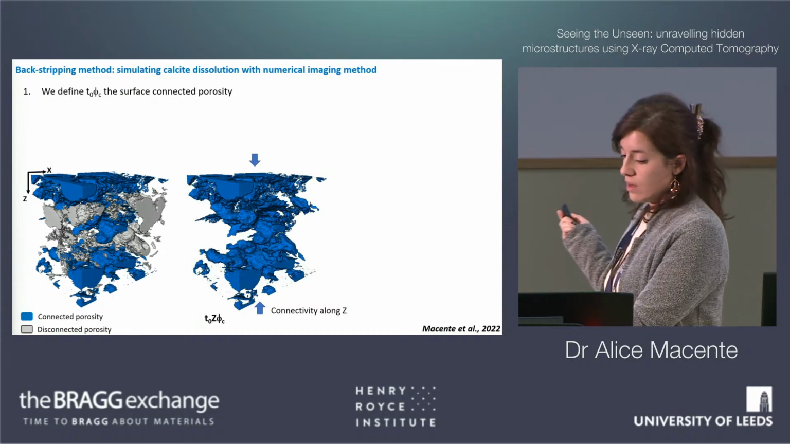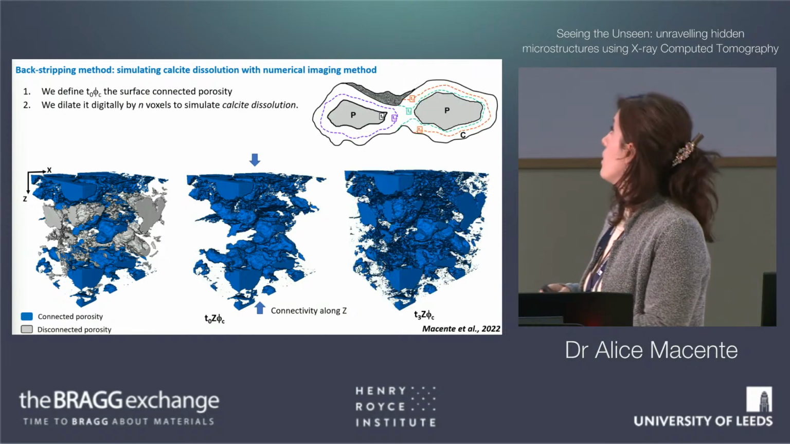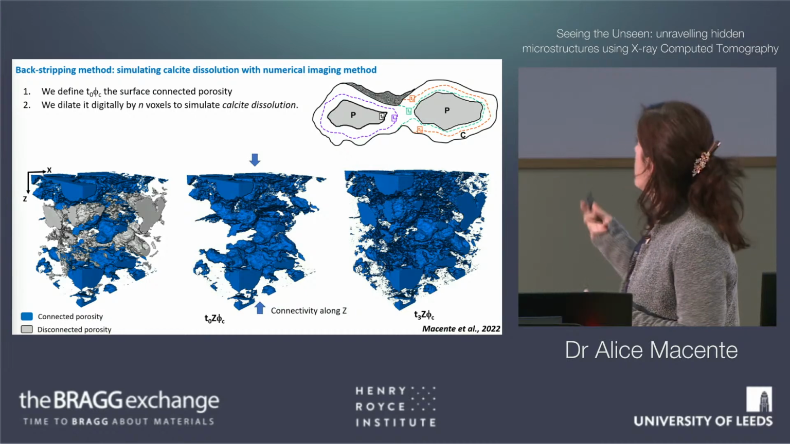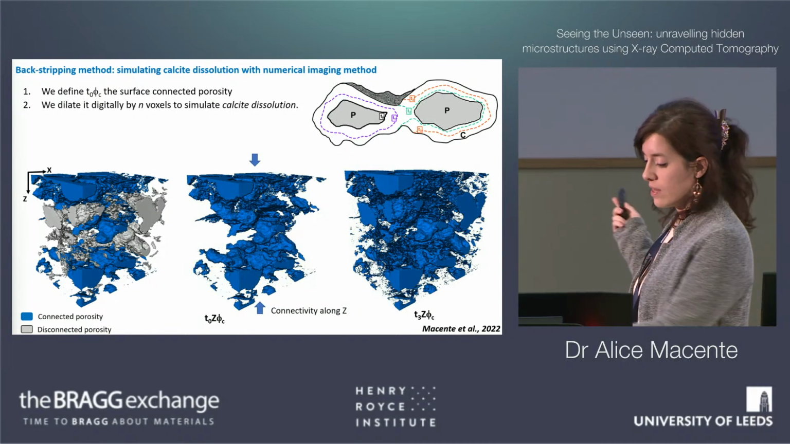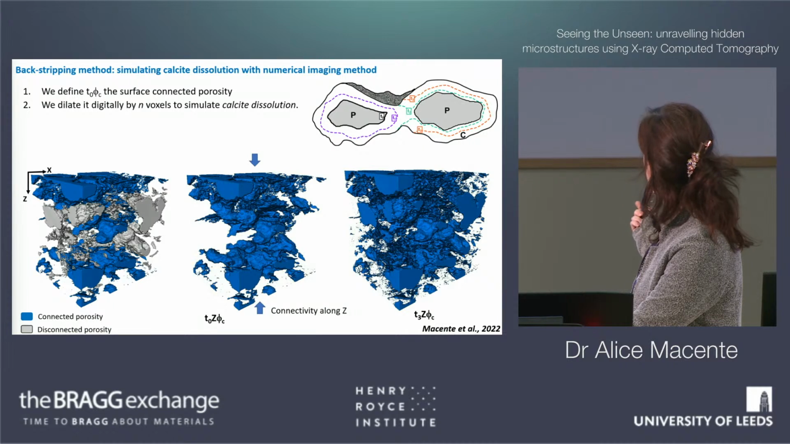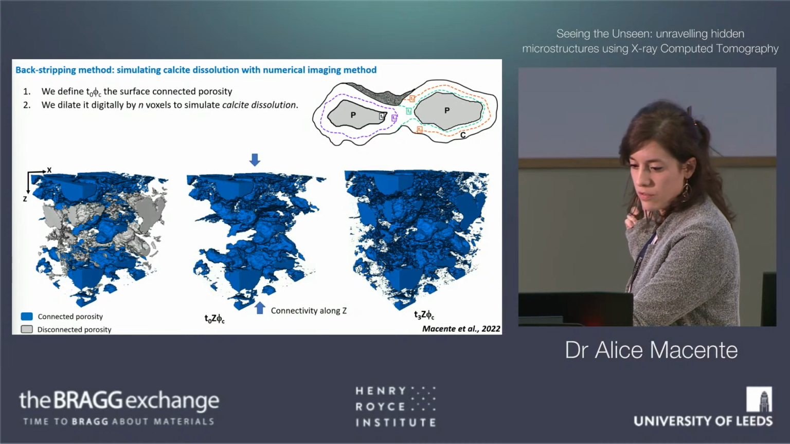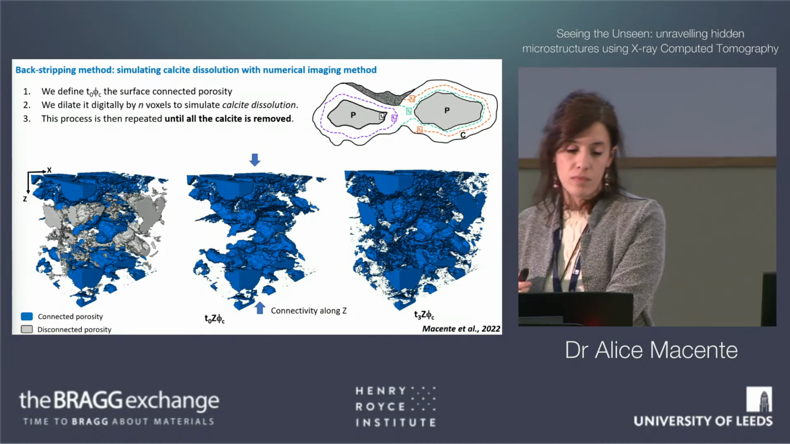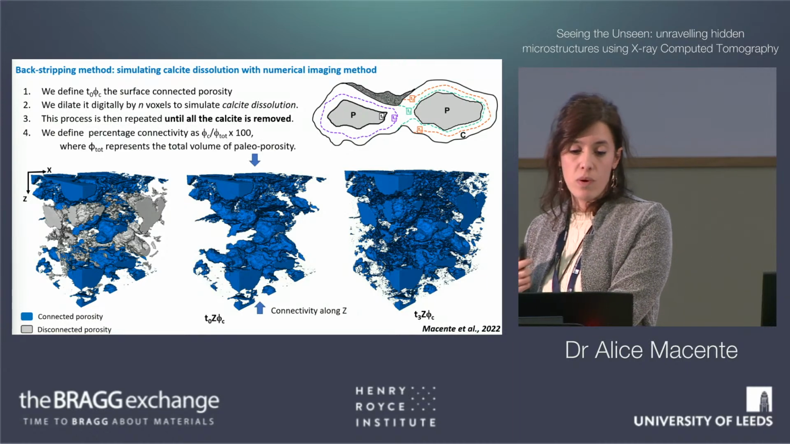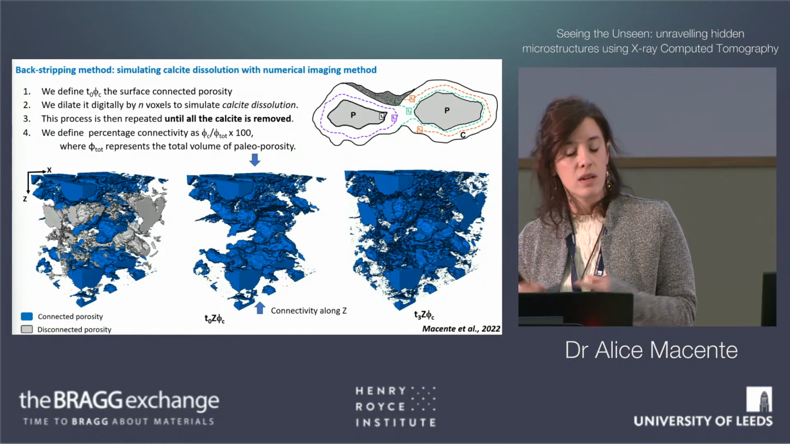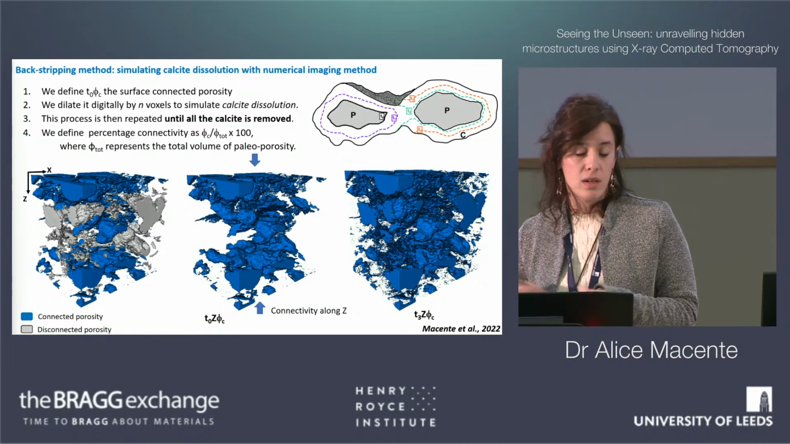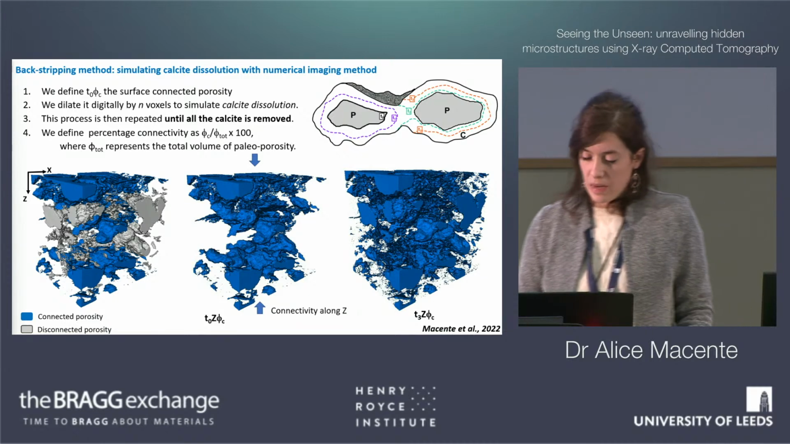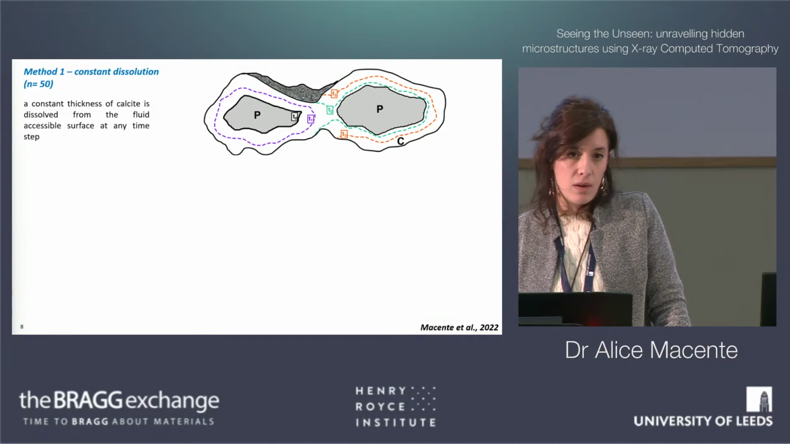And then we dilate it by a certain amount of voxels, so a 3D pixel, until we simulate calcite dissolution. We tend to do this in steps, so we go from T0 to T1 and T3 until all the calcite is removed. And at every time step, we can calculate the percentage of connected porosity over the total amount of porosity. So let's have a look at some of the results.